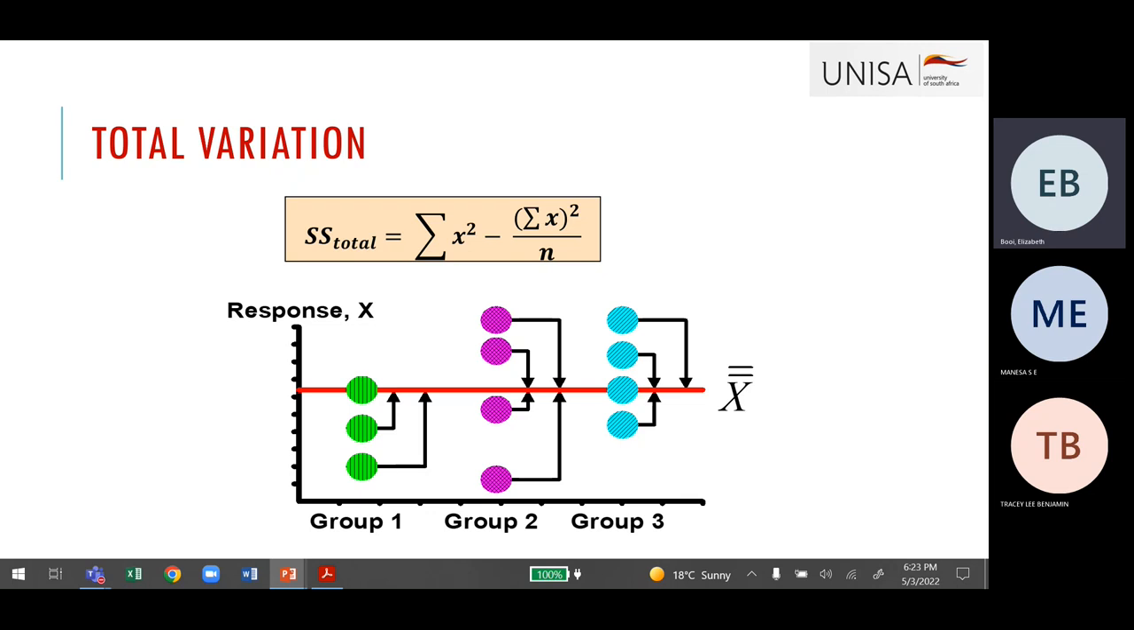And in terms of explaining what I just talked about regarding the total variation, here we have three groups, group one, group two, group three, and each group has different values in it. We can see that the green dots represent group one. The dots represent the points or the responses in terms of your x value. So if I take the mean of all these values, and I'm able to see those differences between the data points and the mean, that is the total variance that we are talking about.